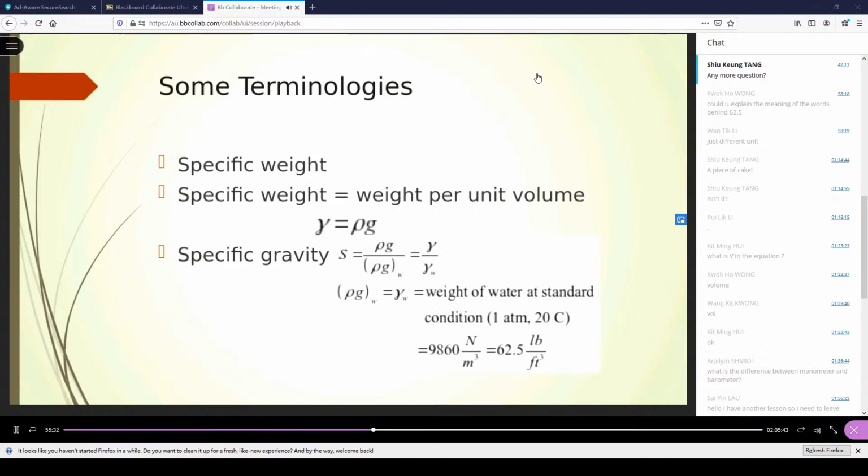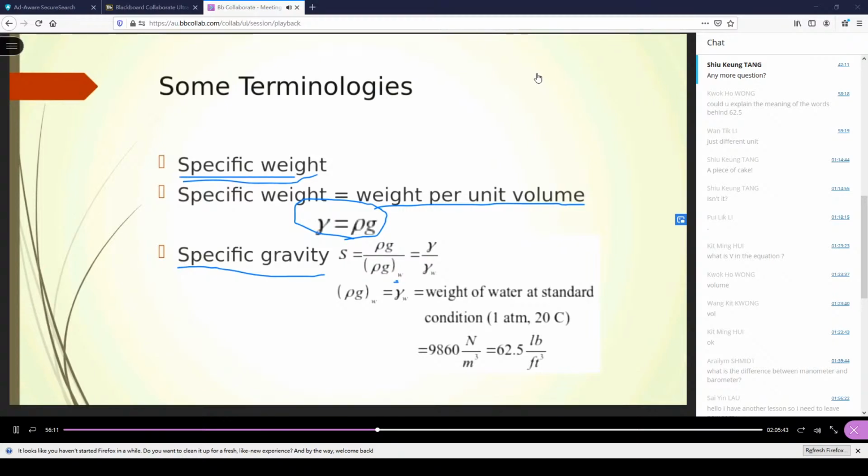Now you know density, you know mass, you know pressure. And in some textbooks, you will find specific weight or specific gravity. Specific weight is equal to the weight per unit volume, so it's density times g, specific weight, lambda. And you have specific gravity S, which is equal to the specific weight of a fluid divided by the specific weight of water at standard temperature.